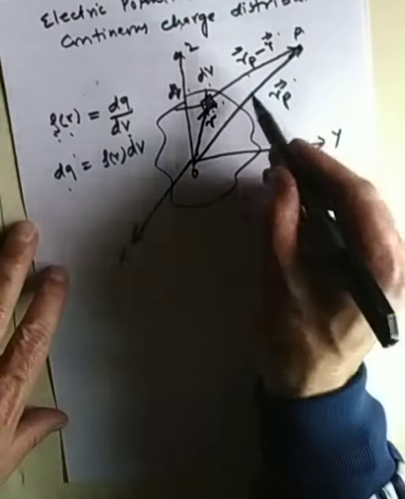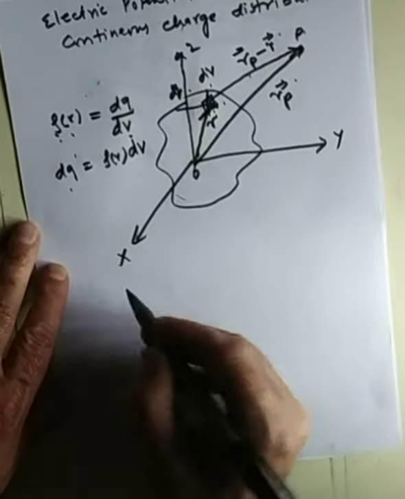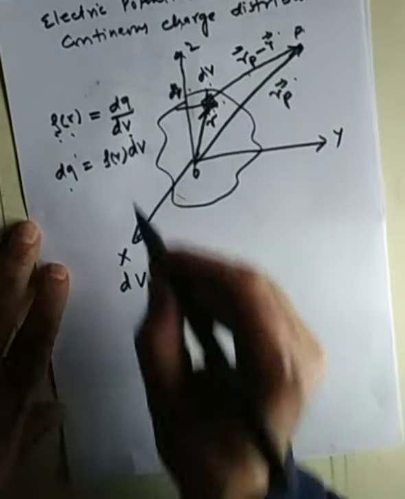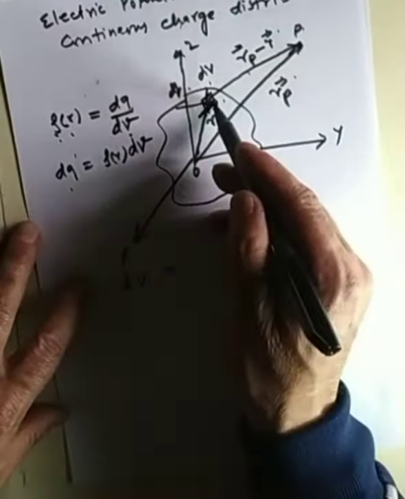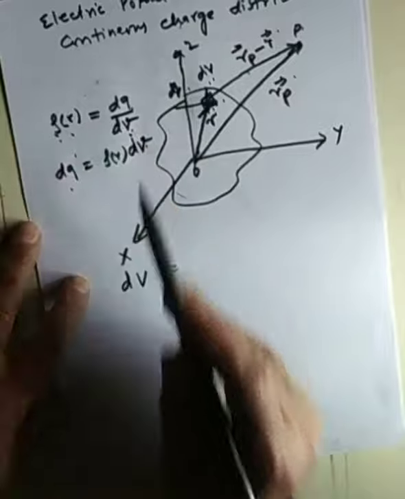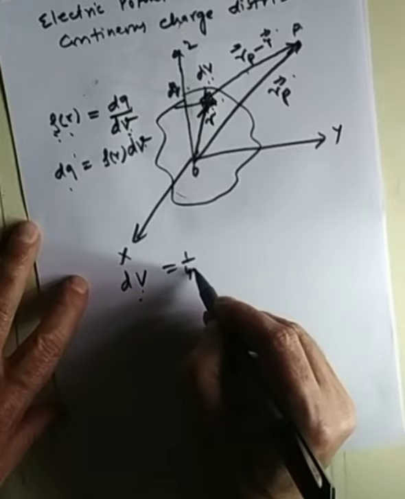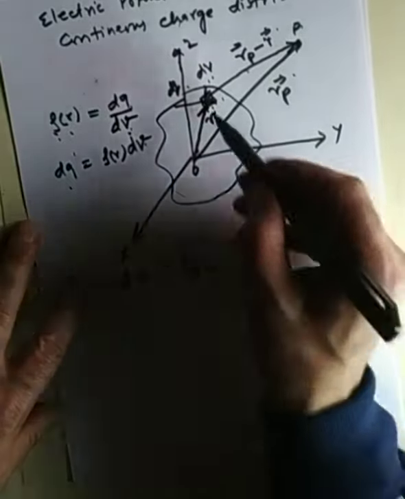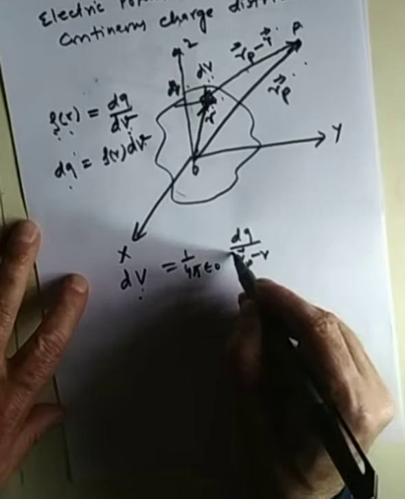Now, the potential at point P due to this charge element, let us say it will be a small potential because of a small charge, so let us say dV. This is capital V for potential; small v is for volume. Now the potential dV due to this small element is equal to 1 by 4 pi epsilon 0 into q, here dq, divided by r squared, where the distance is |r_p minus r|.